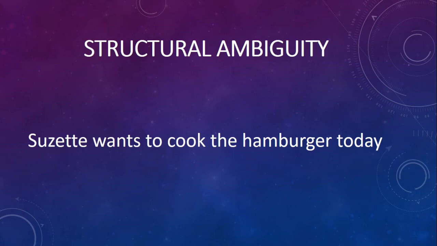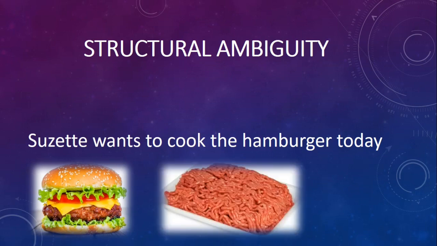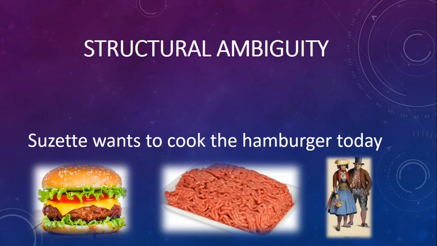But before we talk about structural ambiguity, let's just remind ourselves what we mean by lexical ambiguity. Look at the final sentence. Suzette wants to cook the hamburger today. And I want you to focus on the word hamburger. It has more than one meaning. It could mean that Suzette wants to cook a kind of a sandwich with a beef patty in it.